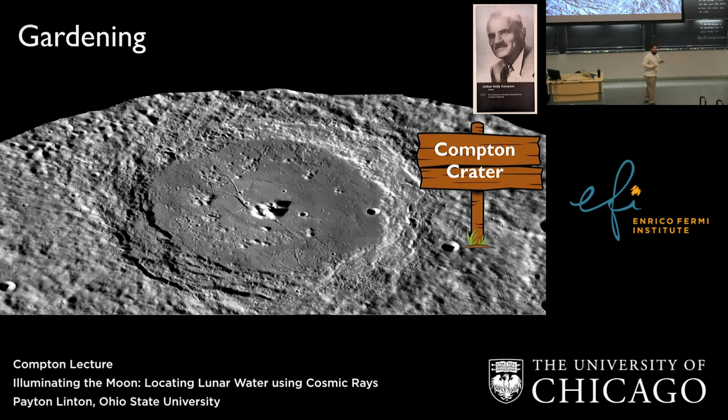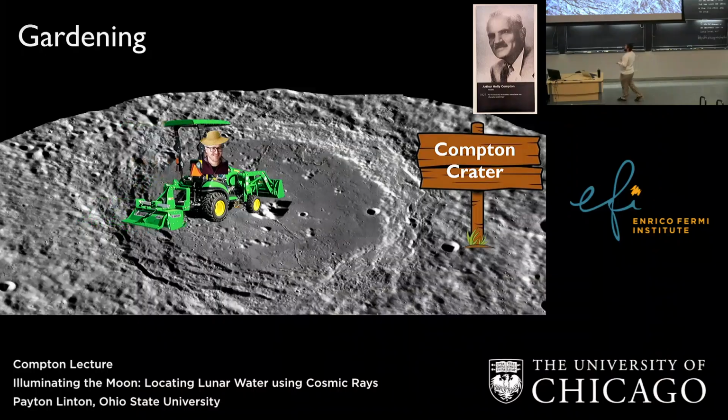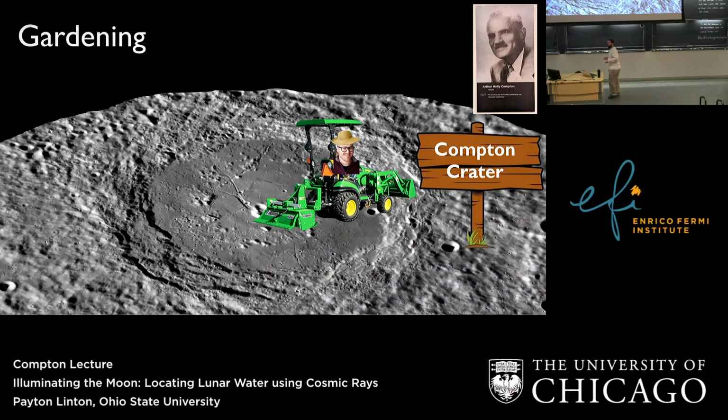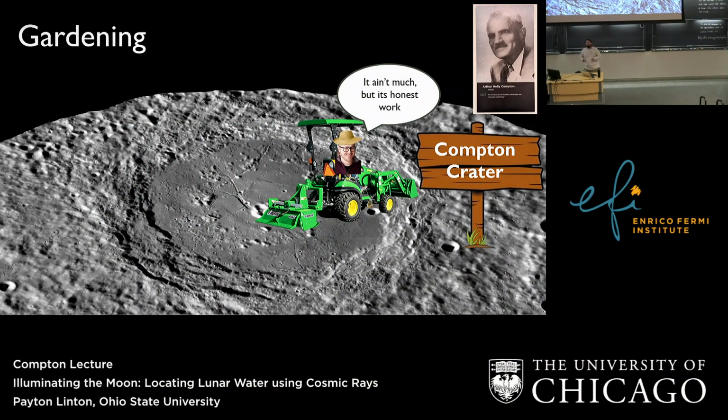Now, Keith told me I had to put Arthur Compton somewhere in this lecture. So there's Arthur Compton right next to the crater we named after him, called Compton Crater, right? We'll use this as just the picture we should have for this gardening, where Keith comes in. That's where he's at right now. He's on the moon rototilling the surface so we can't find water, right? Keith's the reason.